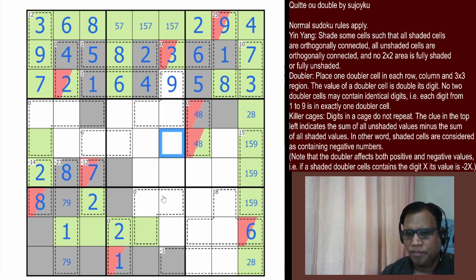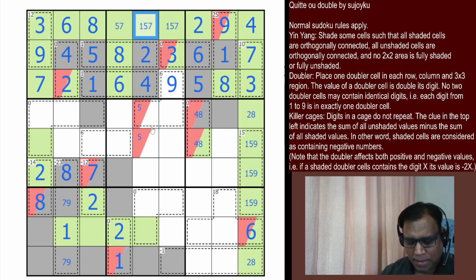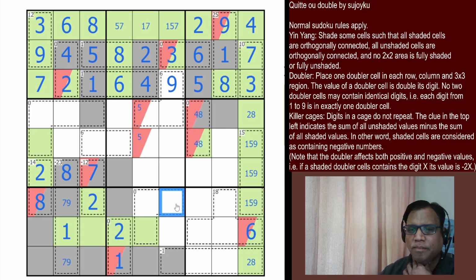So, in terms of doubler, there is one doubler here, right? And 5 has to be here, right? Because the only value of doubler remaining is 5. We have done all, right? 7, 8, 9, 1, 2, 3, 4. Only 5 is remaining, so that is not 5. That could be 10. Okay.